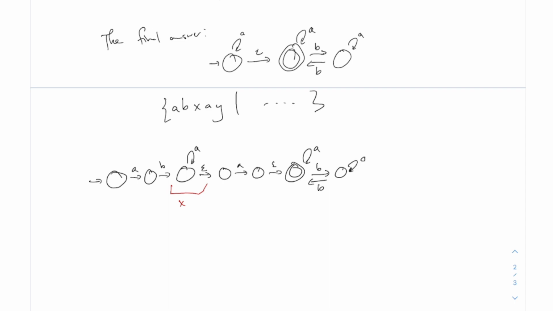Like so. So that's the whole answer. This can be simplified. Those epsilons in the middle with the a there could all be collapsed into a single edge with the a on it, if you wanted to.